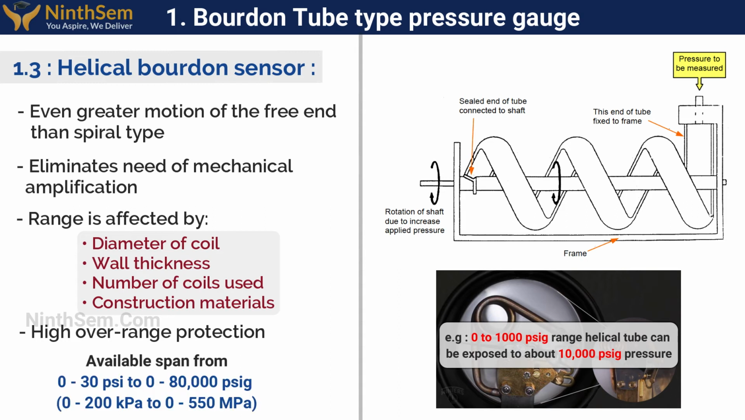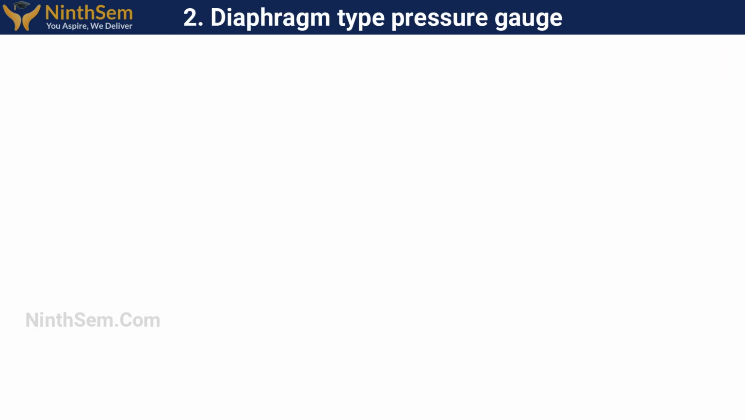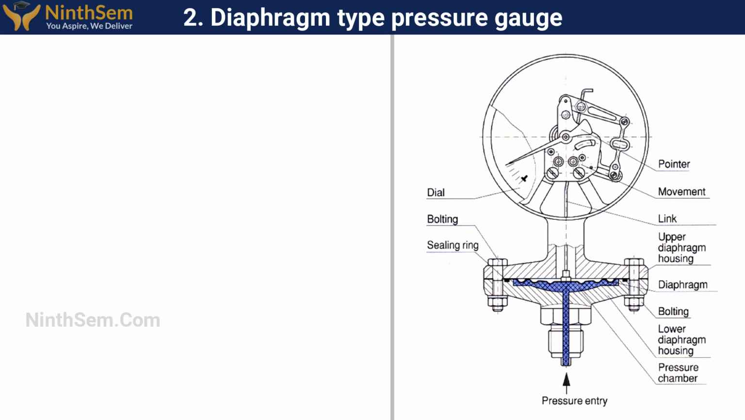Available with span from 0 to 30 pound per square inch to 80,000 pound per square inch gauge, generally 0 to 200 kilopascal to 0 to 550 megapascal. Then come to the diaphragm type pressure gauge. The diaphragm type pressure gauge is generally used for relatively high actuating force.